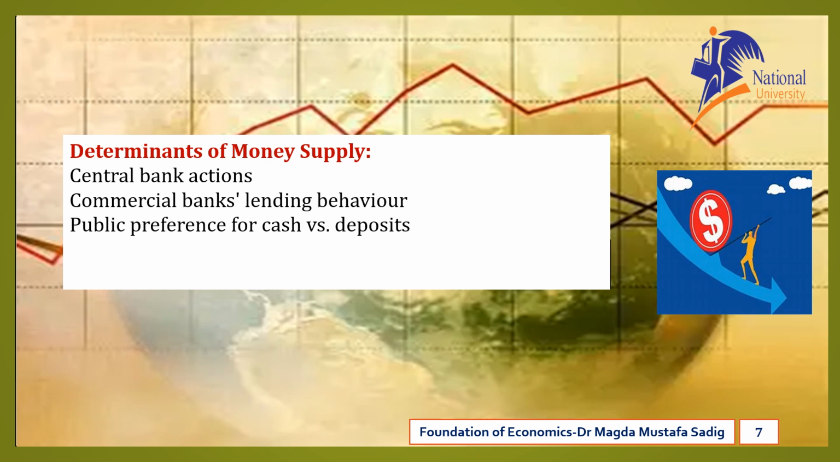So money supply depends on central bank policies, commercial banks' willingness to lend, and the public preferences for cash or deposits. Together, these determine how much money is available in the economy, which in turn affects inflation, interest rates, and economic activity.